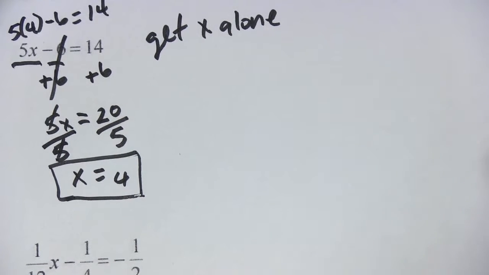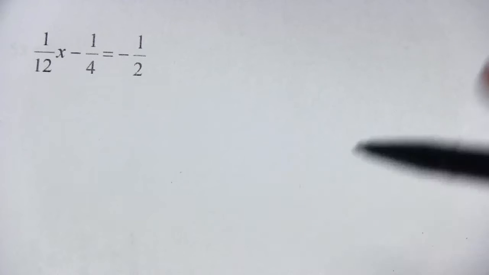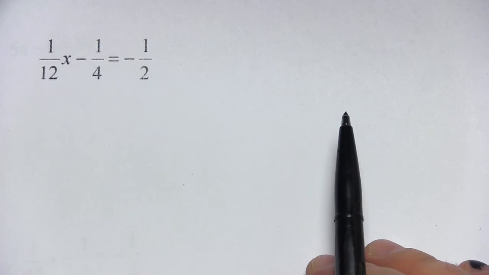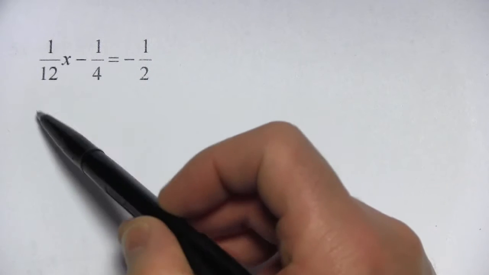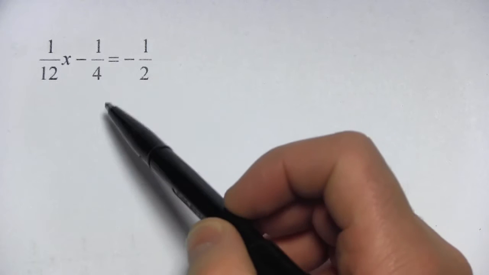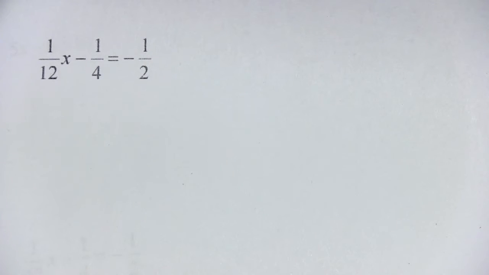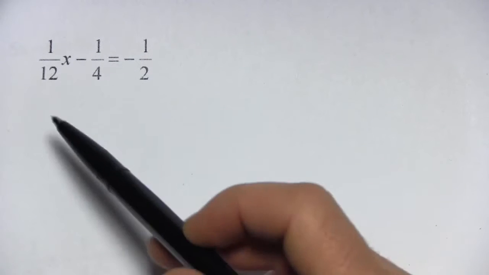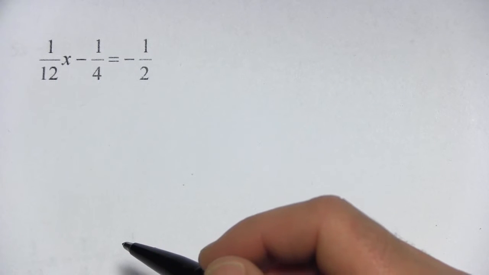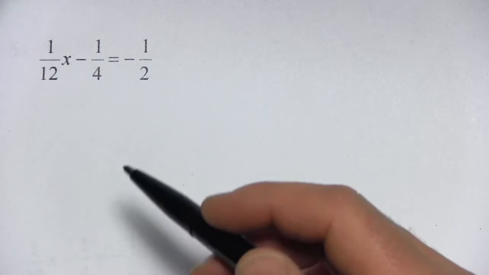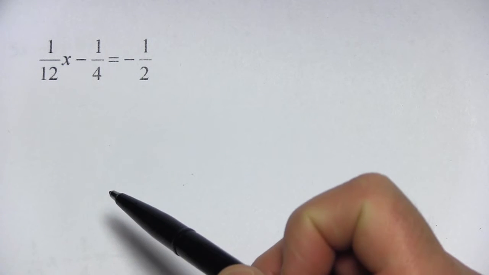All right, let's try a more difficult one. And this really is the same kind of equation. We have an x term. We have another number hanging out here that we need to get rid of. And then we have a number over here on the other side of the equal sign. The problem is the fractions. And fractions can be difficult sometimes, or seem difficult.